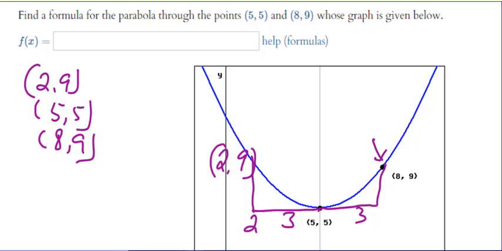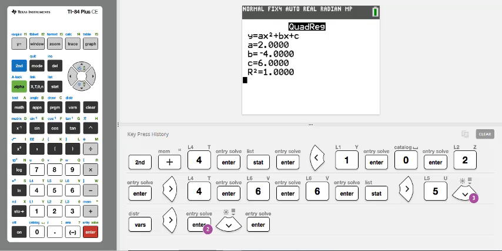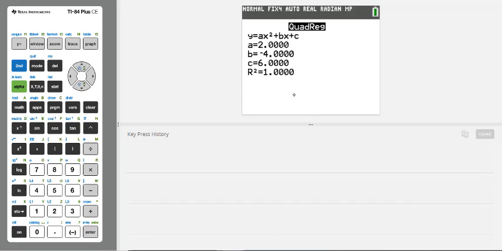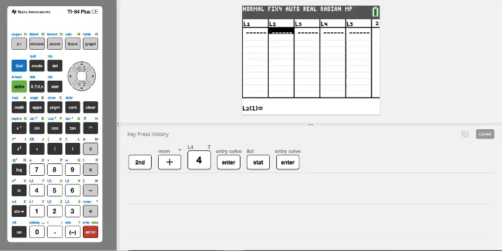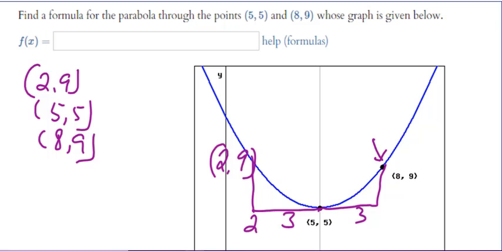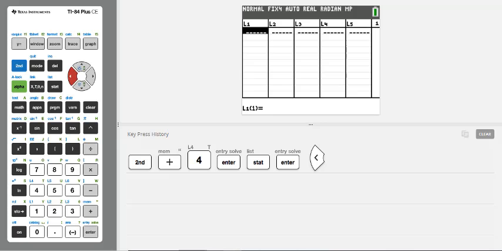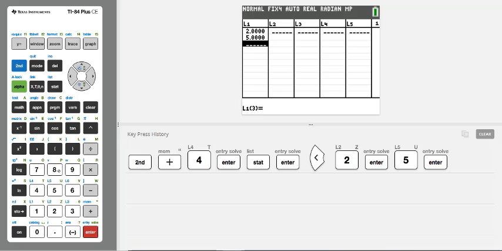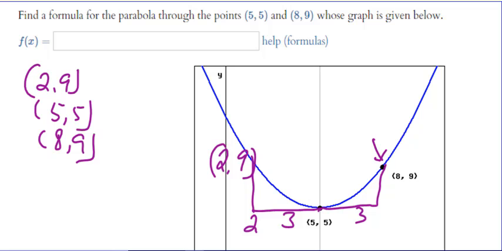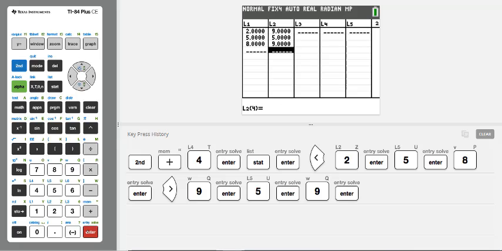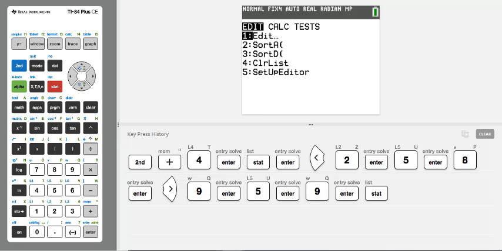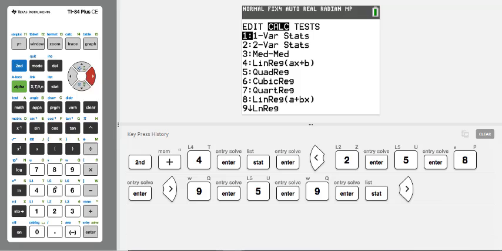And we're going to do a quadratic regression again. All right, so clear. Second plus 4, enter. Stat, edit. Make sure we're in L1, L2. The x values are 2, 5, 8, and the y values are 9, 5, 9. 9, enter, 5, enter, 9, enter. Okay, so stat, calc, number 5, quadratic.